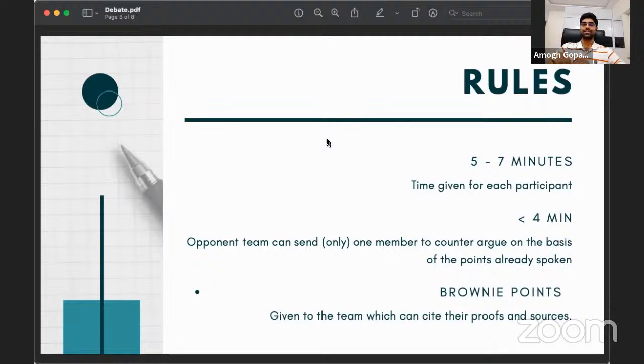But before that, let's start off with a quick introduction of the four speakers. We have two teams that they have been divided into. So first off, I'd like to invite Manav Tiwari for giving a quick 5 to 10 seconds introduction of himself.